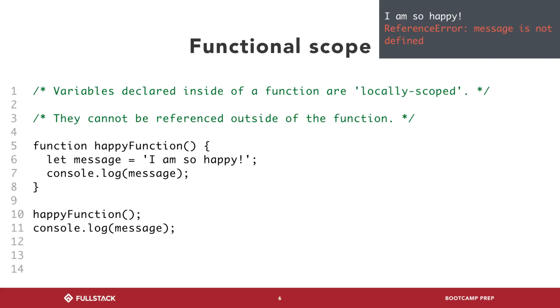So as far as I'm concerned, message is a variable that doesn't ever exist. If I ignore lines 5 through 8, nowhere on this page do I ever define a variable called message. And so that's why, if I try to access something inside another function scope or inside another sandbox, I get a reference error. In this case, the reference error says message is not defined.